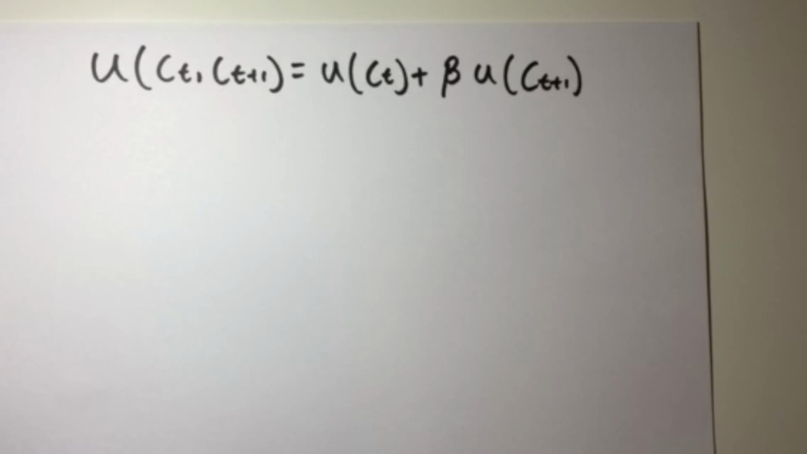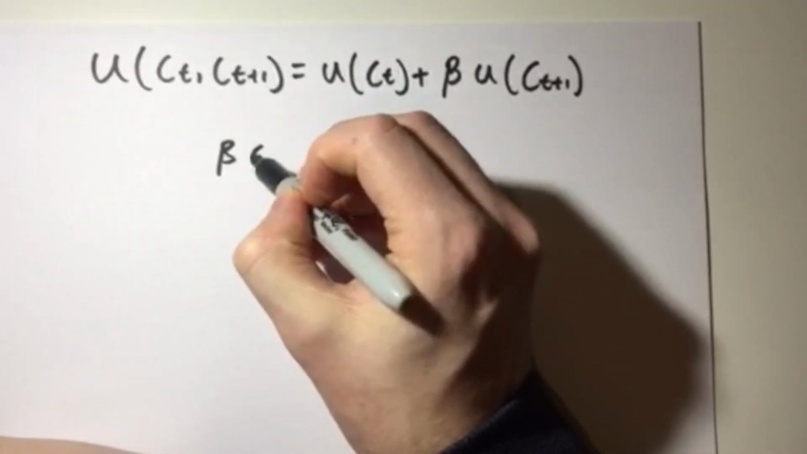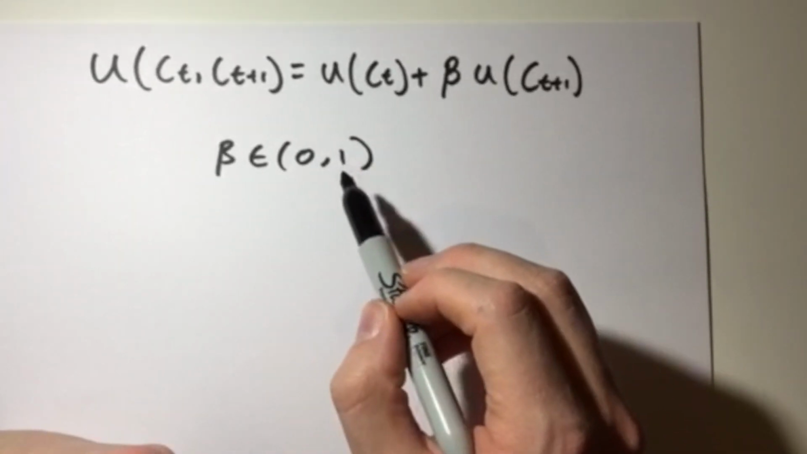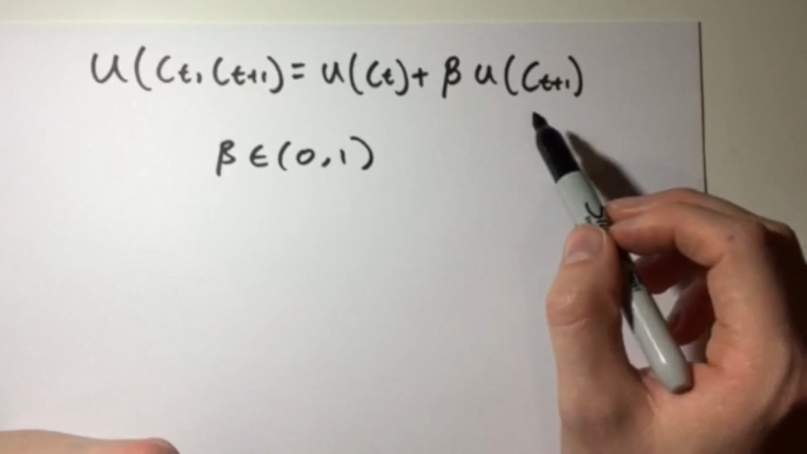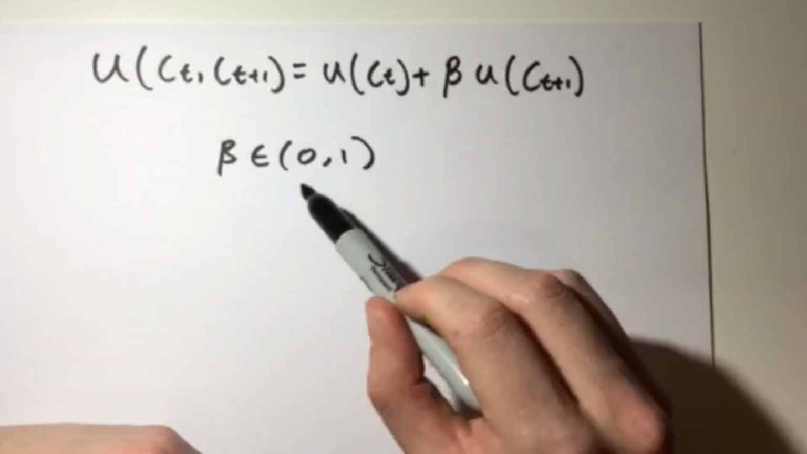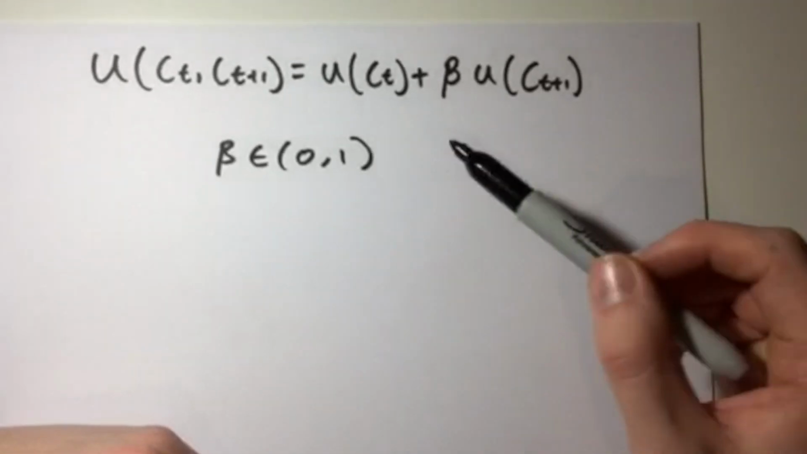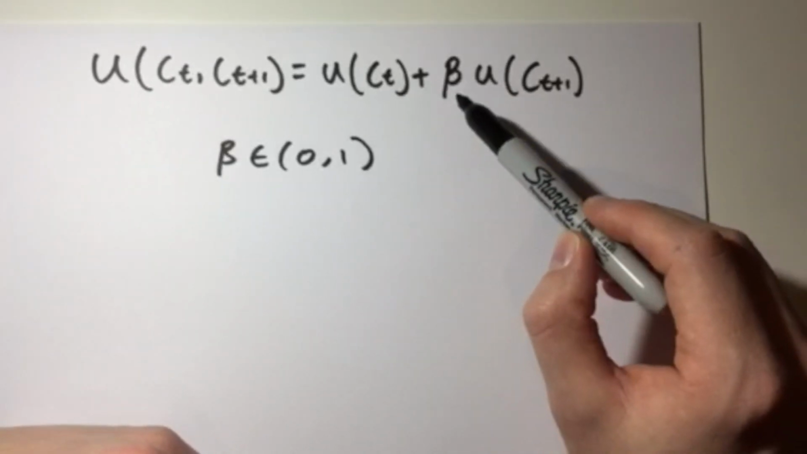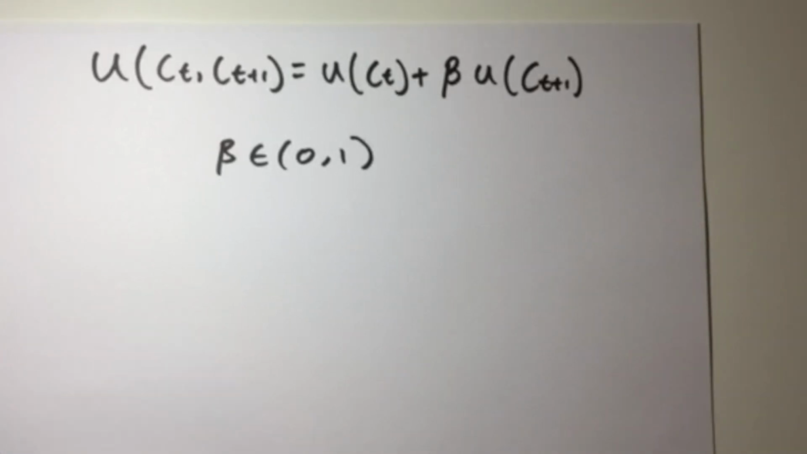And what beta measures is the consumer's degree of impatience. And beta is contained within the closed interval 0, 1. So the closer it gets to 1, the more patient we are. So let's say beta was 1, for example, which it never can be because it's in this closed interval. But theoretically, if it was 1, then u(Ct+1) would not be discounted whatsoever. So our consumer wouldn't care about consumption being in the future compared to consumption today.